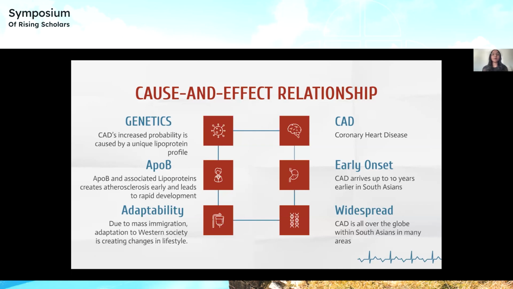So next we have apolipoprotein B. ApoB and associated lipoproteins create atherosclerosis early and lead to rapid development, which leads to the early onset. So CAD arrives up to 10 years earlier in South Asians, which is an extremely alarming statistic. And lastly, adaptability, of course. Lifestyle factors do play a role, although genetics is more important. We can see that due to mass immigration, adaptation to Western society is creating changes in lifestyle, which is why CAD is all over the globe.